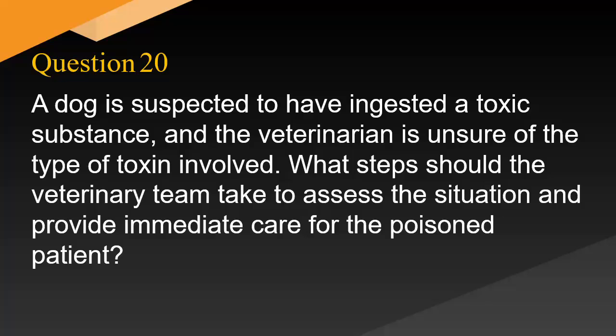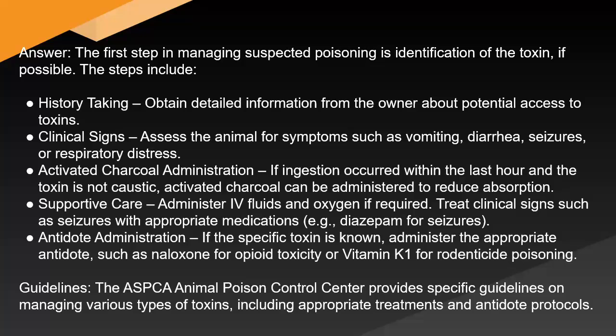A dog is suspected to have ingested a toxic substance, and the veterinarian is unsure of the type of toxin involved. What steps should the veterinary team take to assess the situation and provide immediate care for the poisoned patient? Answer. The first step in managing suspected poisoning is identification of the toxin if possible. The steps include history taking. Obtain detailed information from the owner about potential access to toxins.